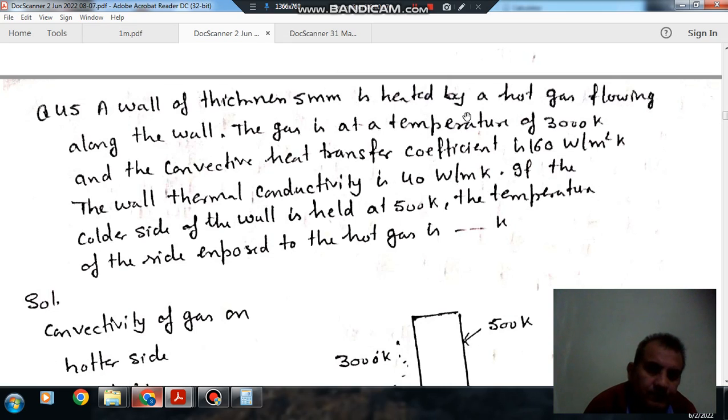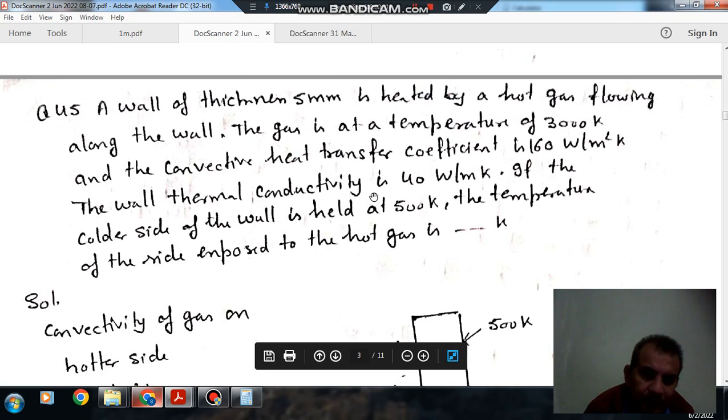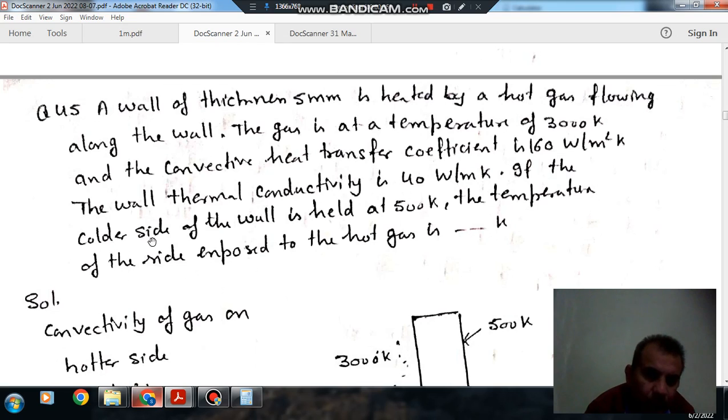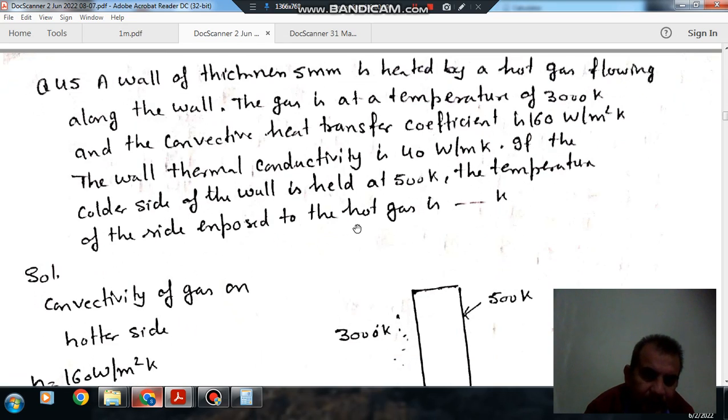Question number 45. A wall of thickness 5 mm is heated by a hot gas flowing along the wall. The gas is at a temperature of 3000 Kelvin and the convective heat transfer coefficient is 160 watt per meter square per degree Kelvin. The wall thermal conductivity is 40 watt per meter per degree Kelvin. If the colder side of the wall is held at 500 Kelvin, the temperature of the side exposed to hot gas is dash Kelvin.